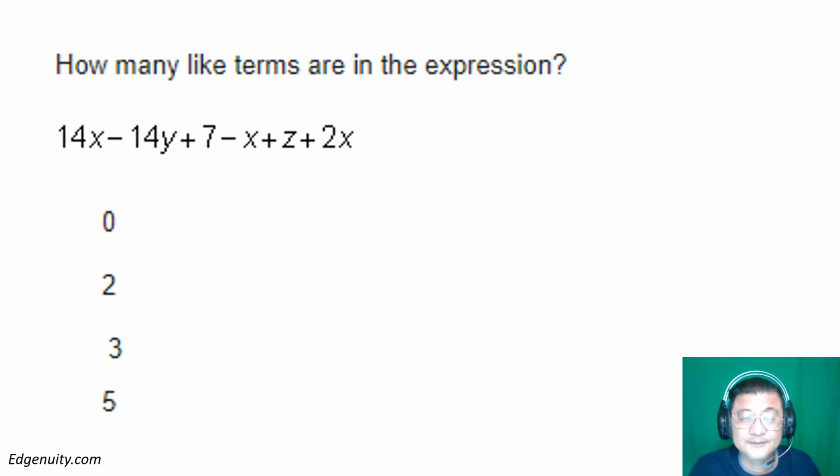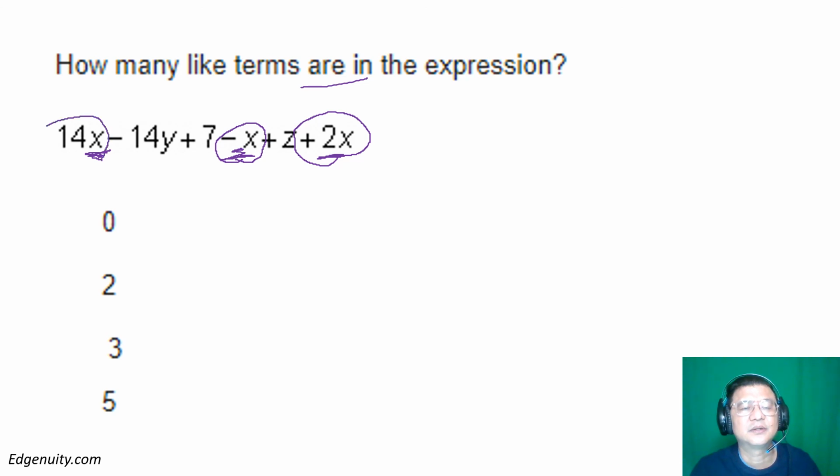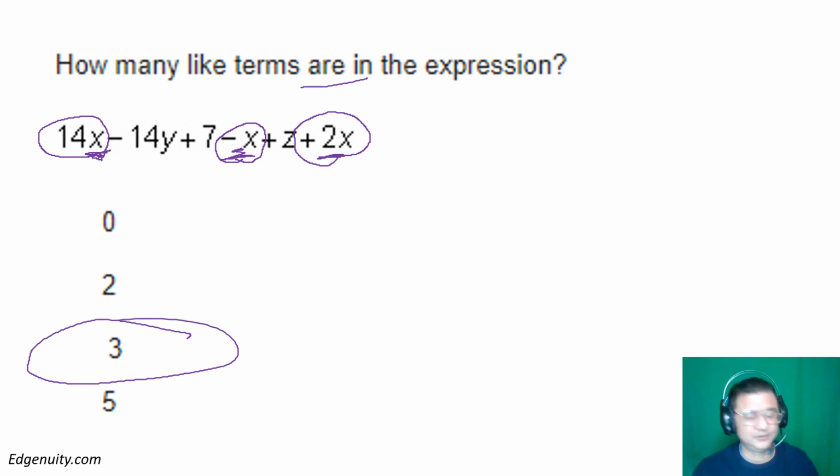Okay, this should be the last. Now, how many like terms are in the expression? Okay, you just want to know how many are the like terms. You're like with this one and that one. Okay, like terms with this. Okay, that's one. And what else? I think that's the only one, right? So that's the only one with like terms. And how many terms are there? There are 3.